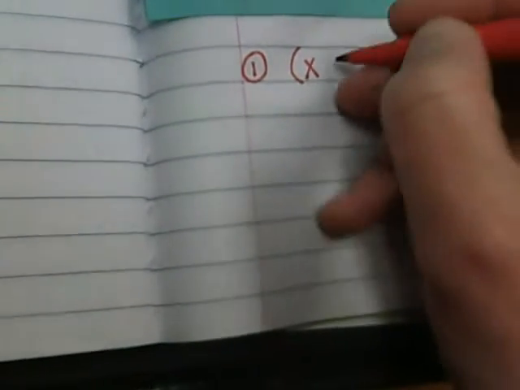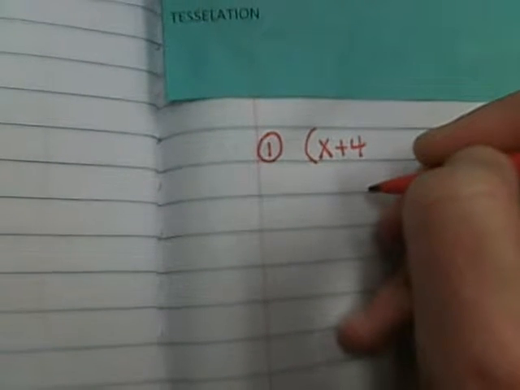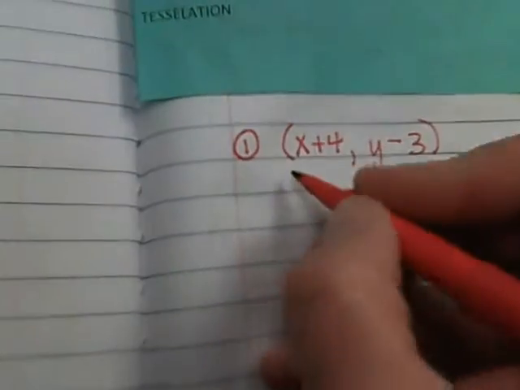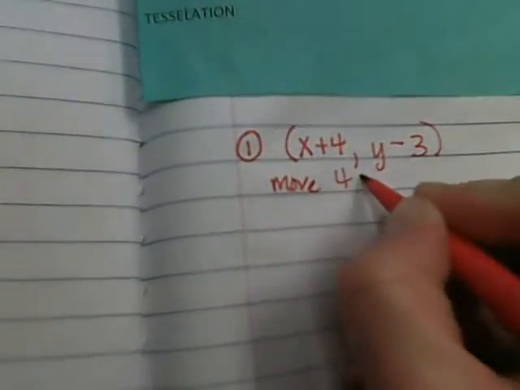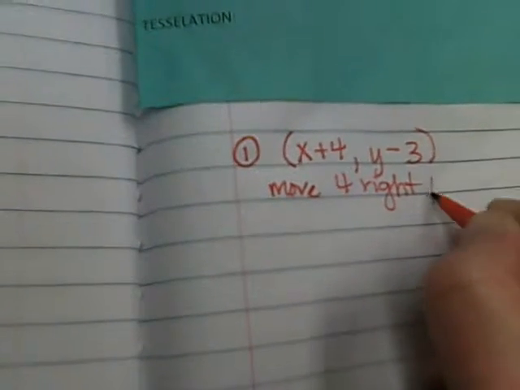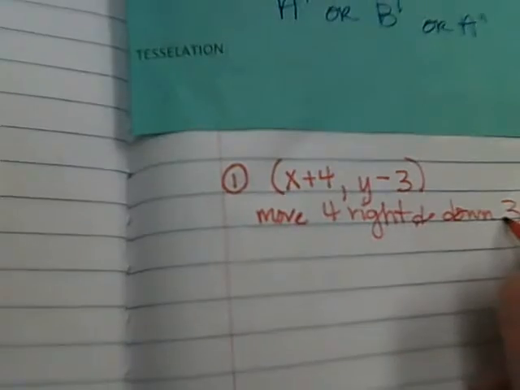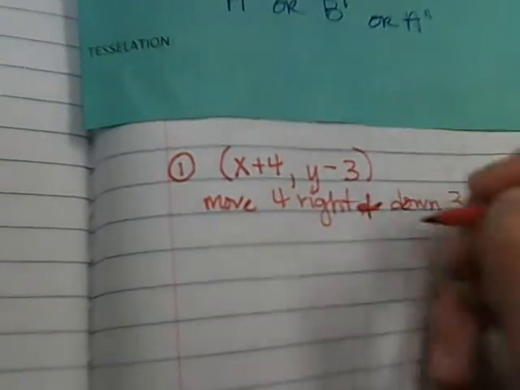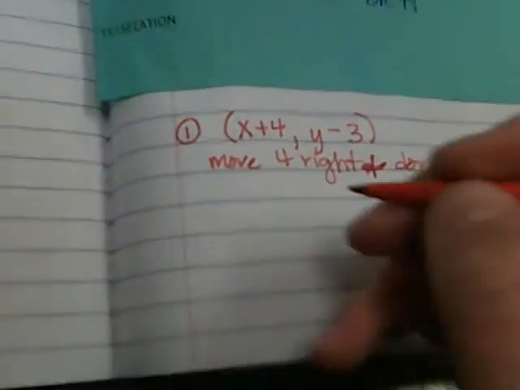So my coordinate notation would be X had to move right 4, so plus 4, and Y had to go down 3, so we subtract 3. Now it asks for me to do this in words, so underneath I would say move 4 right and down 3. So I have coordinate notation and I've also put it in words. So let's look at number 2.